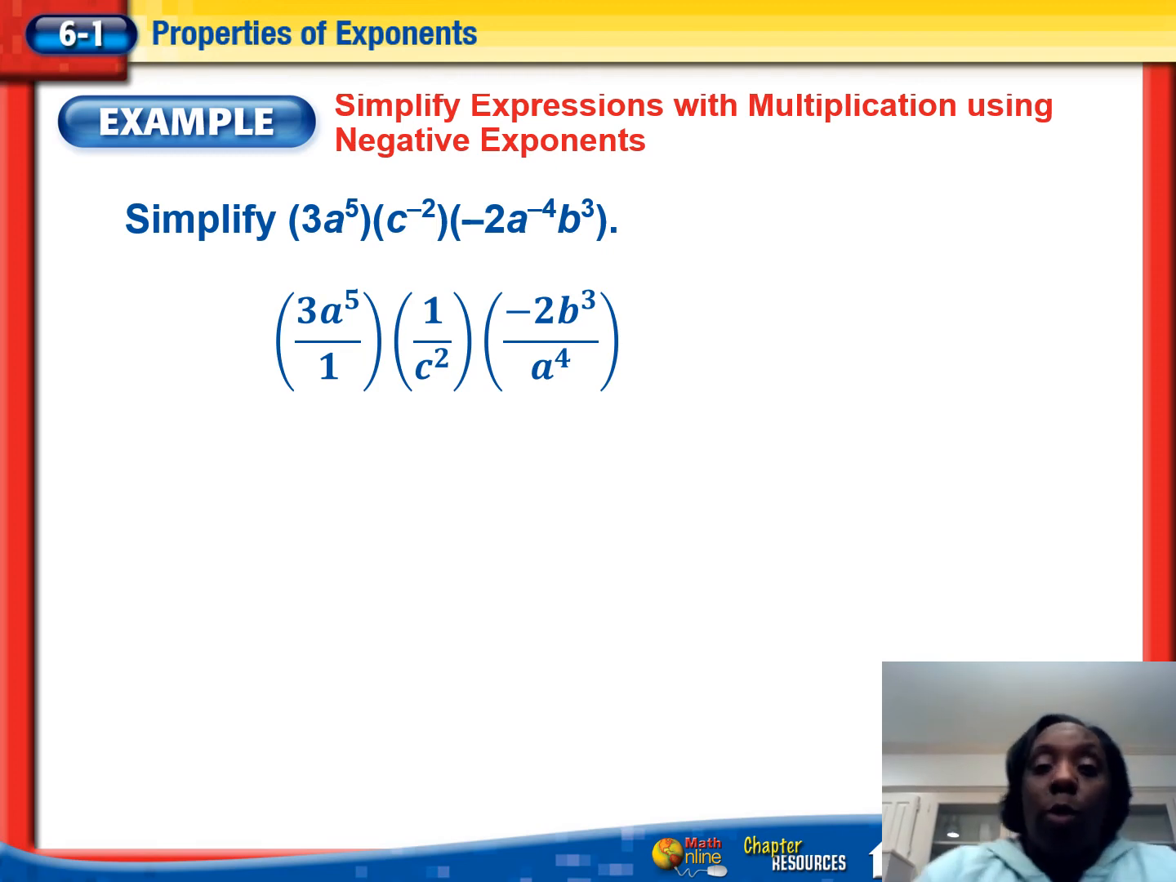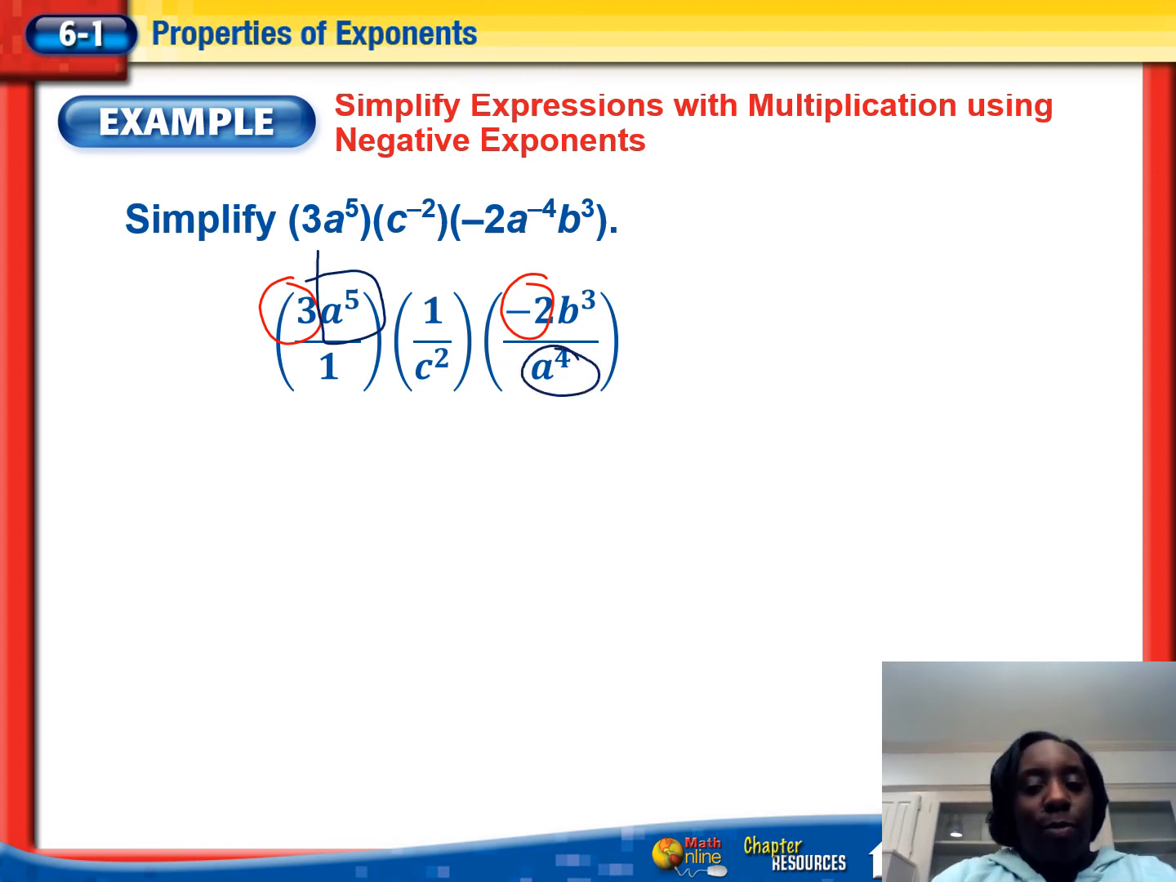You leave him alone. He is fine. He is a negative 2. Negative 2 is about the exponents not being negative. So a to the negative 4 moves down to the bottom. And all I'm going to do is simplify. And the only thing that really needs to be simplified is the 3 and the negative 2 can be multiplied to each other. And the 5, let's change colors. The a to the fifth and a to the fourth, they can be simplified.